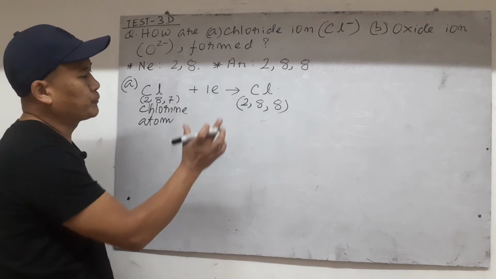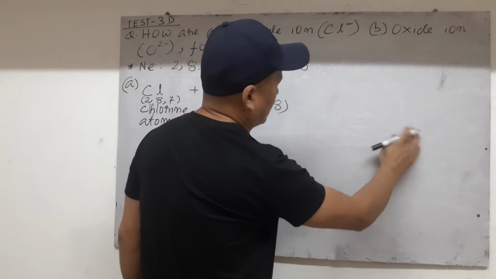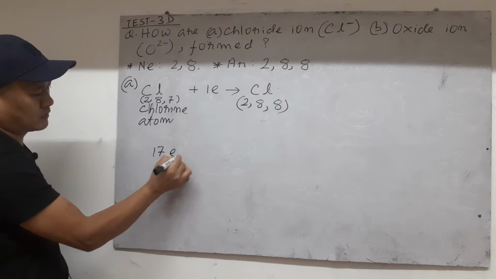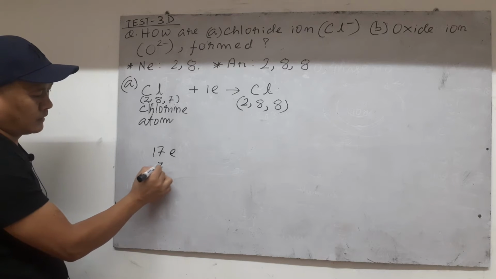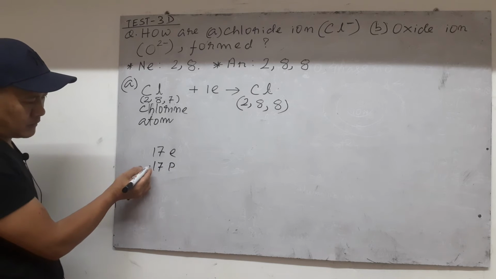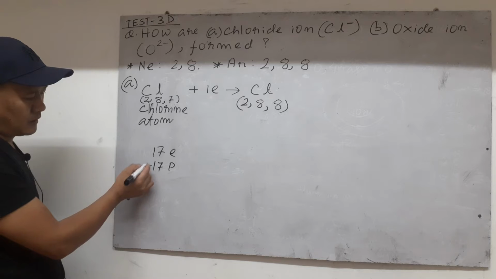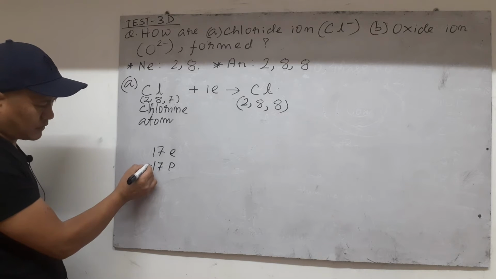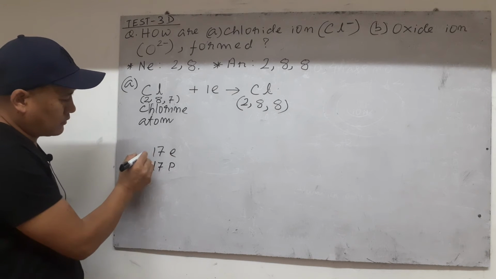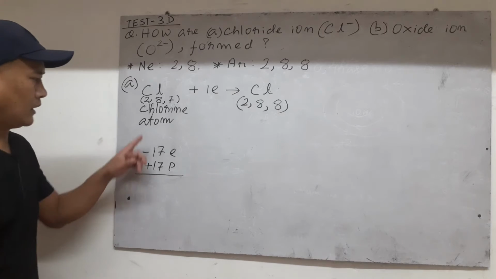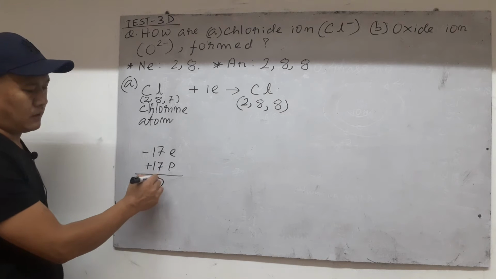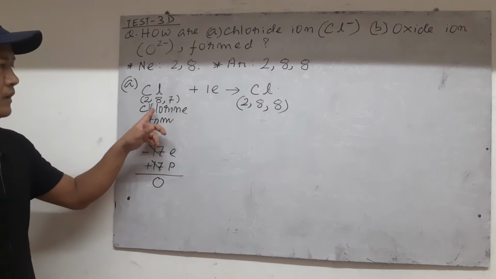Now we know that chlorine has 17 electrons, and so it will have 17 protons, because in every atom the number of electrons and protons are equal. Each proton has one positive charge, so there will be 17 positive charge. Each electron has one negative charge, so there will be 17 negative charge. That is why any atom has no charge, because minus 17 plus 17 is 0. That's why there is no charge here.